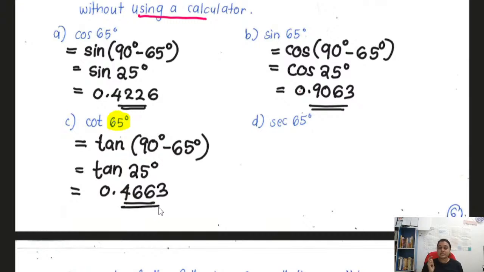Okay, can you all try? Secant. Secant, tak payah lukis graph, no need to draw because this value is kecil daripada 90. Jadi boleh terus cari best friend. Find the best friend straight away.